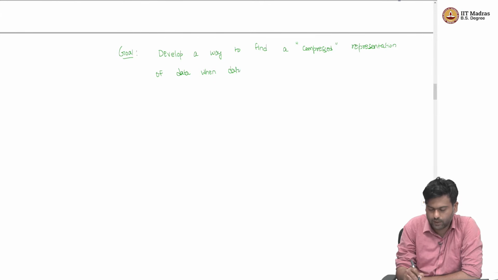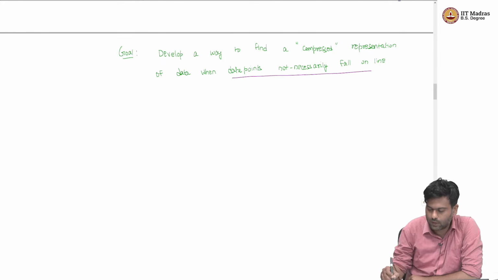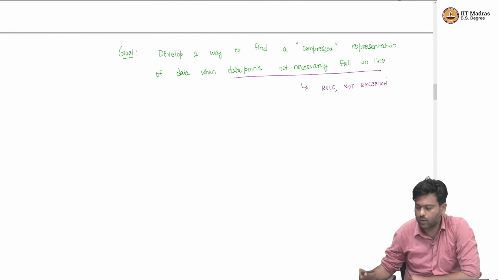when data points do not necessarily fall along a line. So, we are not going to assume that all the data points are along the line, just that 1 or 2 points are not along the line. So, this is not an exception. This is almost a rule. It is never going to be the case that we are going to find almost all points on a line, but then just 1 or 2 points not on the line. This is more like a rule, not really an exception.